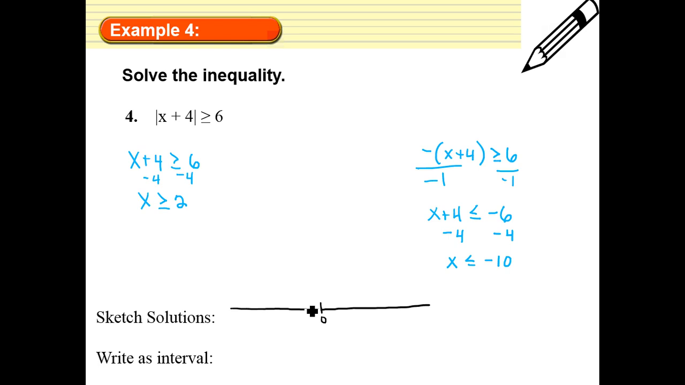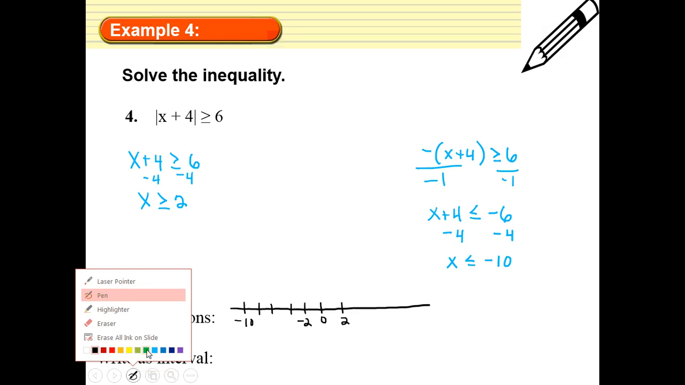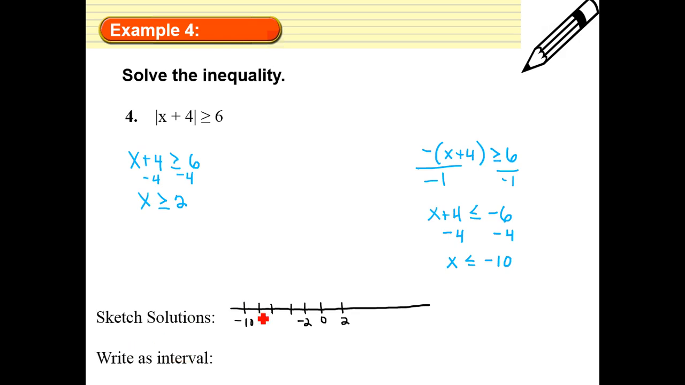We might want to go by 2s: 2, 4, 6, 8, 10. So negative 10 is here, positive 2 is here. Okay, and we will use closed circles because we have the less than or equal to sign there. So we have greater than or equal to 2, that's everything that way. And we have less than or equal to negative 10. That's negative 10 and everything that way, because that's where less than is.